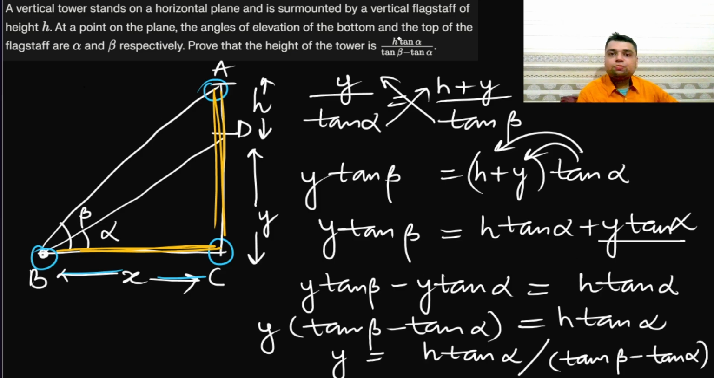This is what we needed to prove. This is the statement. So the height of the tower is h tan alpha divided by tan beta minus tan alpha. This is the result. So hence proved.